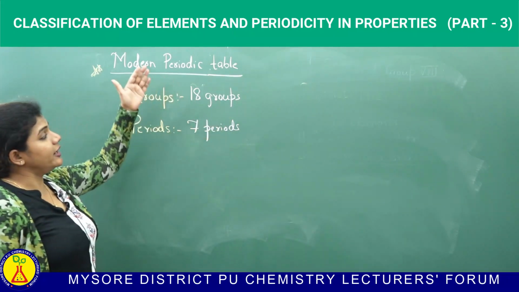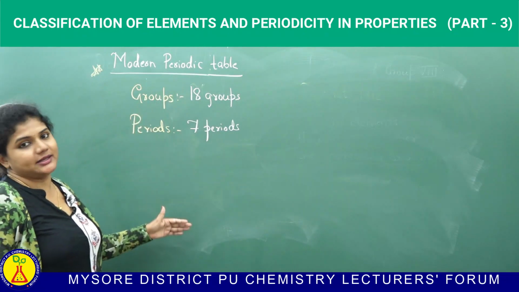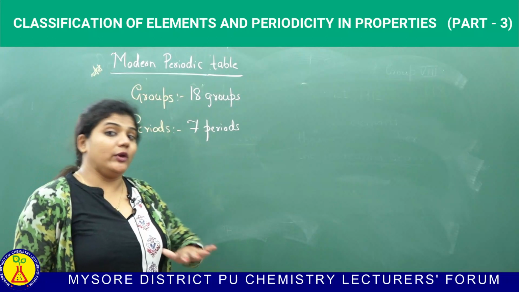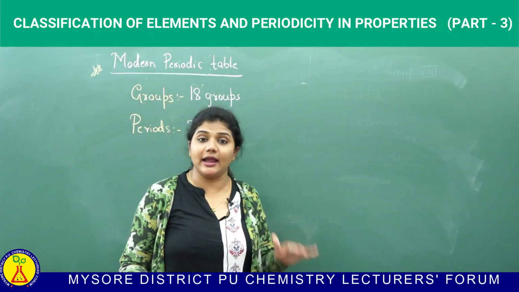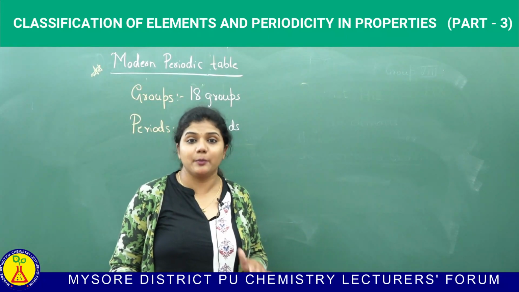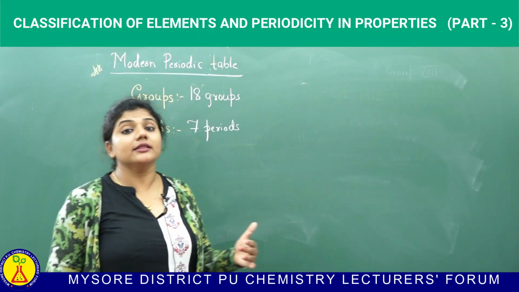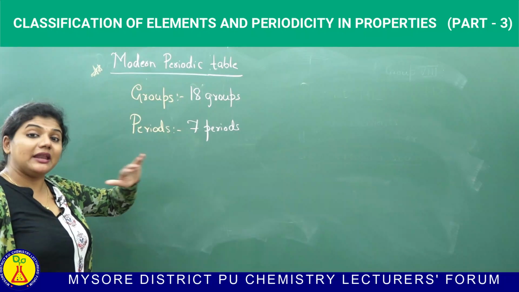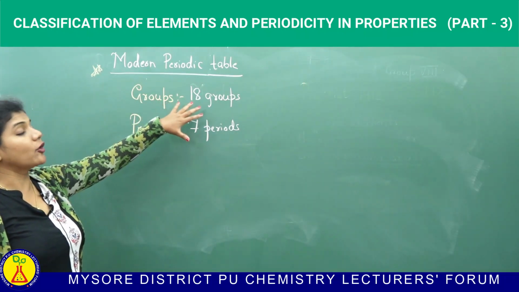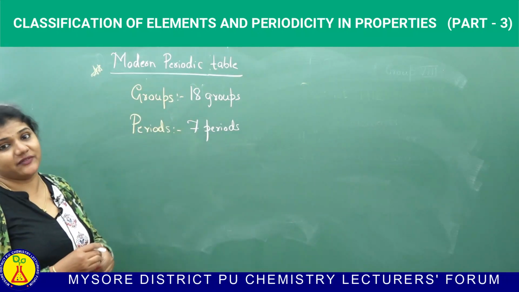Elements are classified into 18 groups and 7 periods. Currently, today we know all 118 elements. Our modern periodic table can accommodate 118 elements, but earlier many elements were not yet discovered. The modern periodic table can accommodate 18 groups and 7 periods.